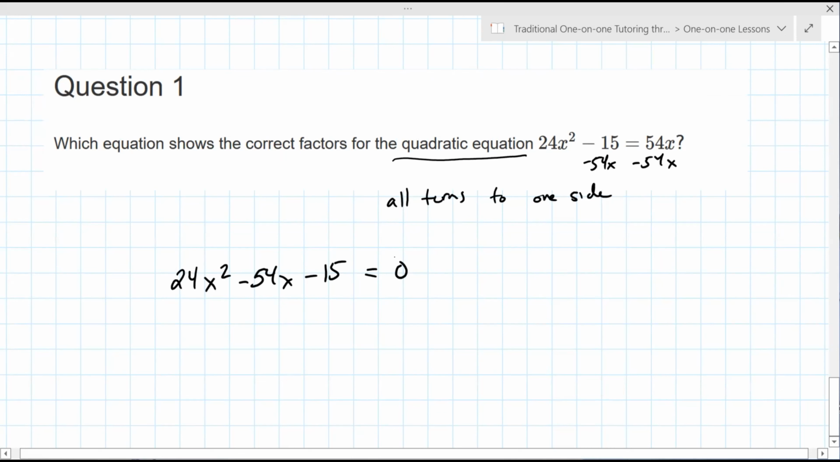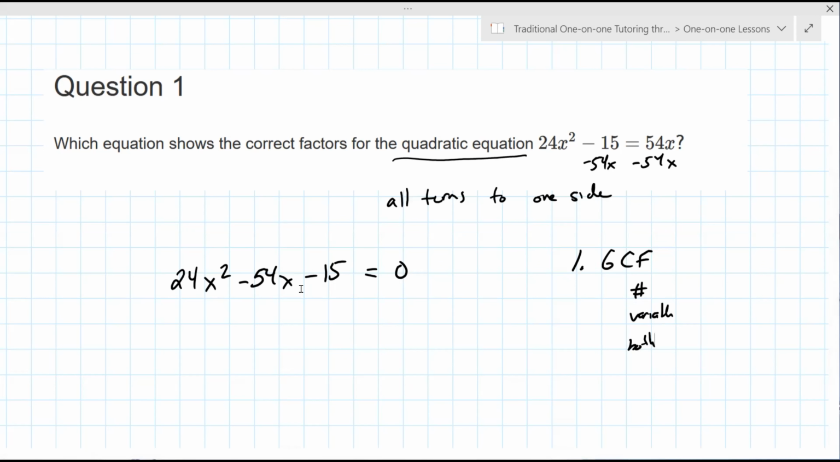All right, so from here, the very first type of factoring you always want to do is what's called the greatest common factor. And it could be a number or a variable, or it could be both. So let's start with the number. Is there a number that goes into each of the numbers 24, 54, and 15? I think so. There definitely is. 3. 3 goes into all of them. That's 8x squared minus 18x minus 5.